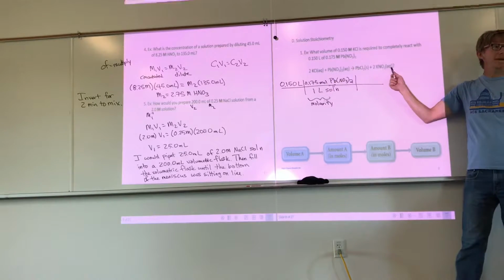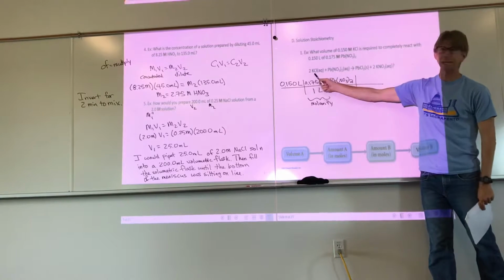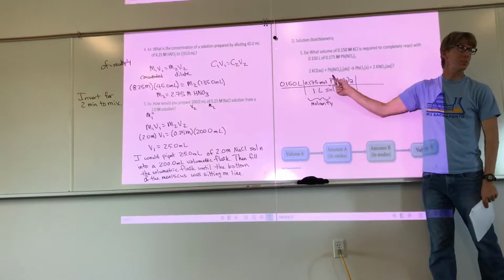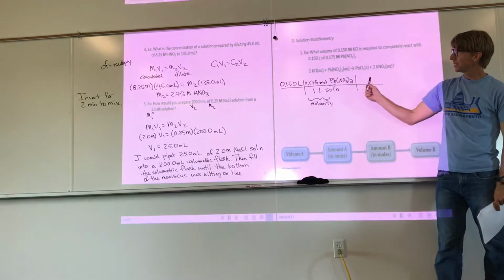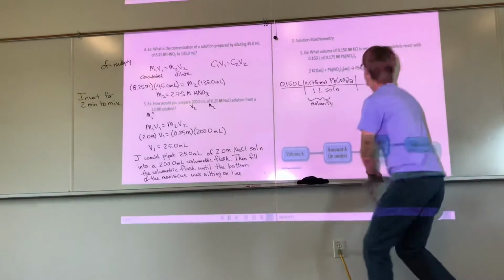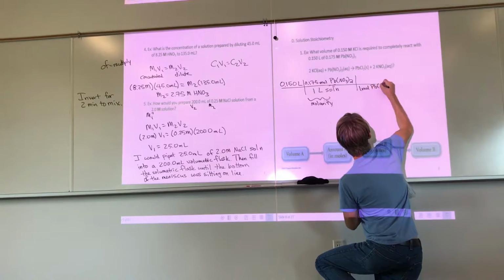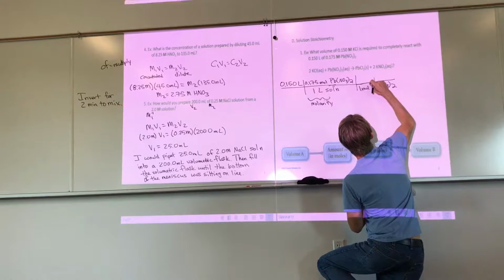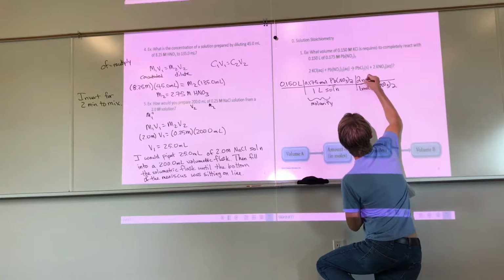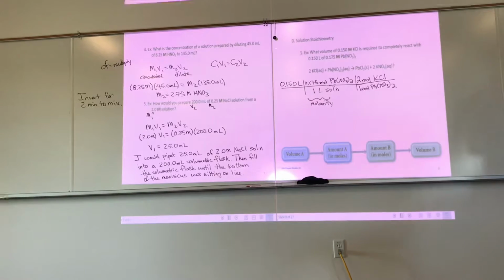I've been given a balanced reaction. I'm starting with my lead II nitrate. I'm being asked about my potassium chloride. The next step is going to be a mole-to-mole ratio from the balanced reaction that tells you how they react. I have to have moles of lead II nitrate on the bottom, moles of potassium chloride on top. My line wiggled a little bit. There's my mole-to-mole ratio.